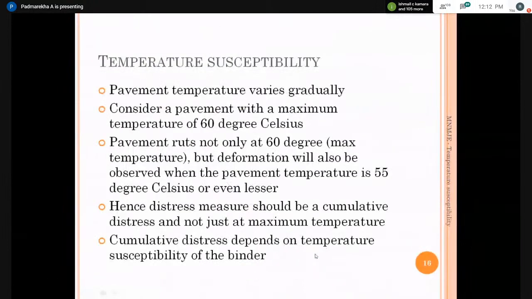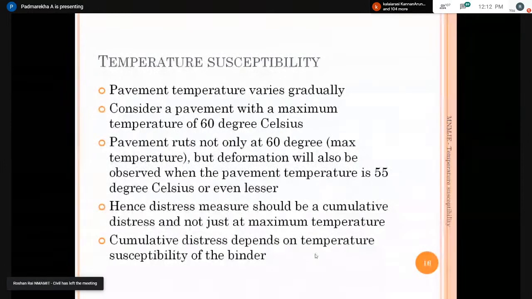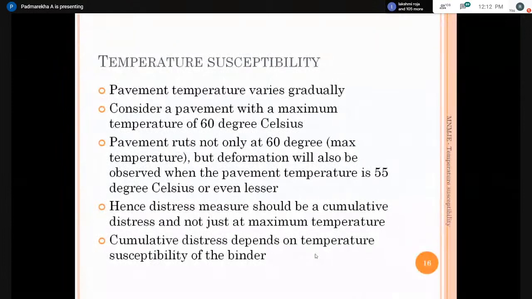So now just think about the question which I asked before. We say that there is rutting in the pavement at 60 degrees Celsius. Will the pavement not rut at 55 degrees Celsius? So, the pavement temperature: we know that it is a cyclic variation. It is not suddenly only 60 degrees. It varies from low to high in a gradual way.